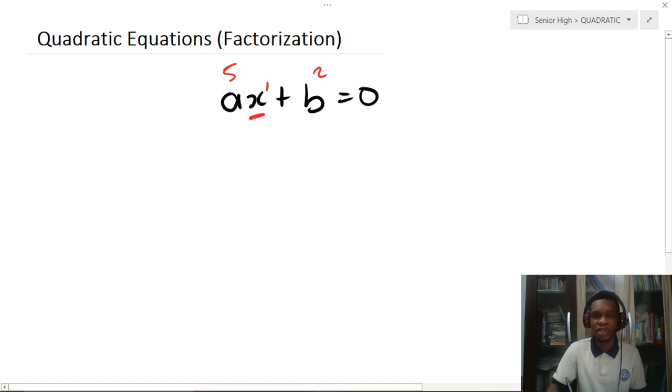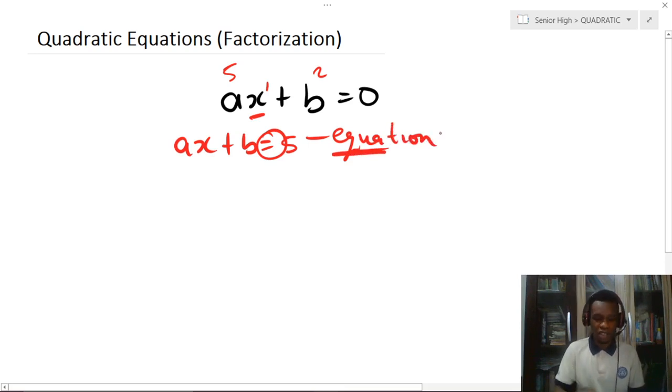What's an equation? An equation is a mathematical statement with an equality sign. So if I write ax plus b and I didn't put a 0, this is not an equation, this is just an expression. But when I put a 0, or maybe a 5 or anything, is equal to something, once this equality sign comes in, it then becomes an equation. That one is just basic mathematics 101 for you.